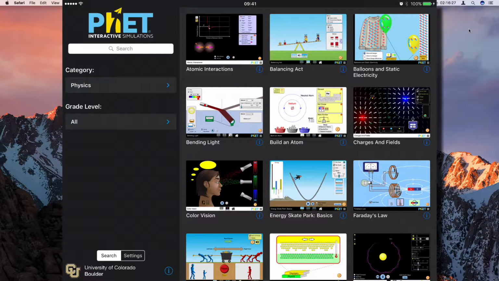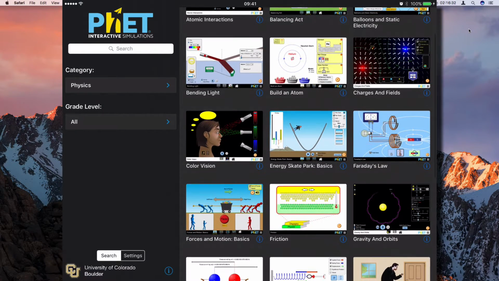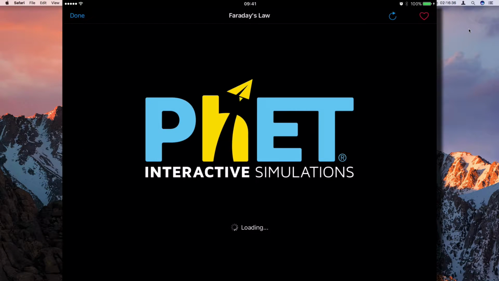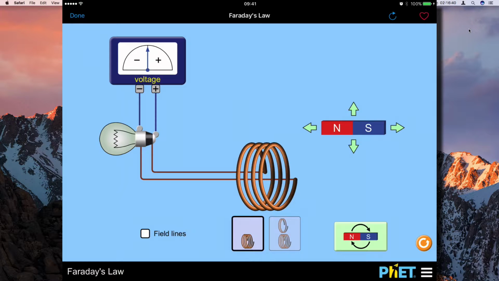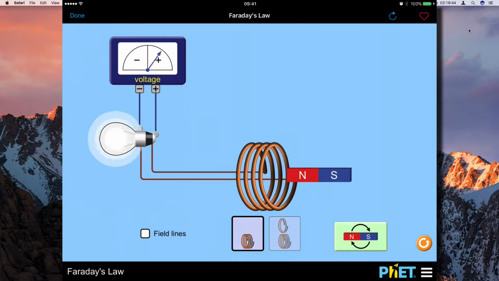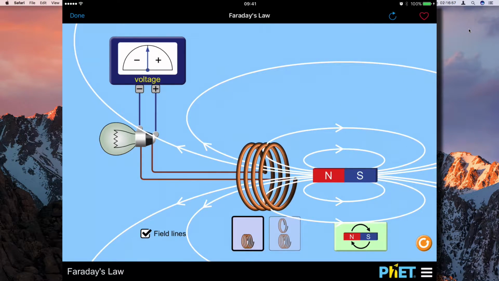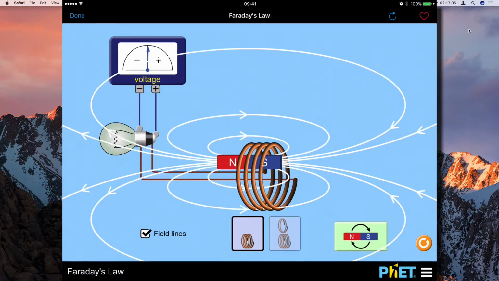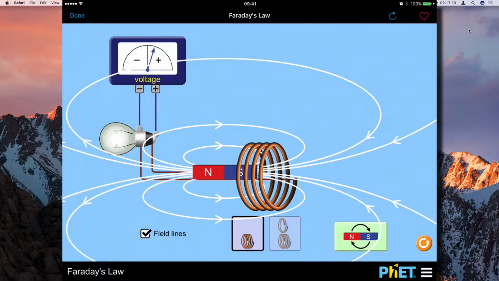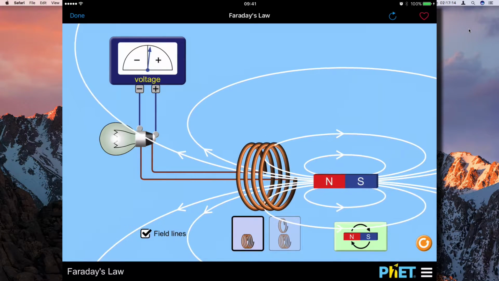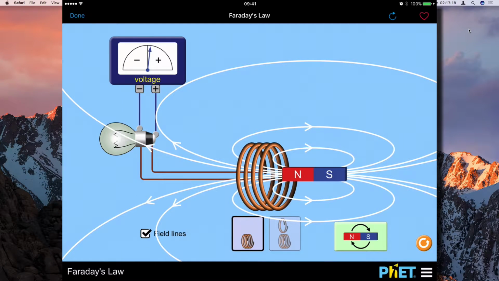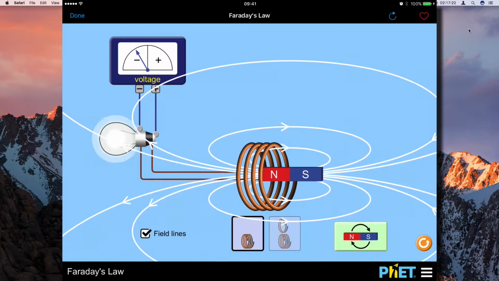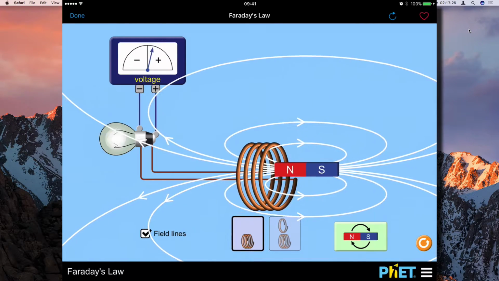Let me show you another. Quite like this one, Faraday's law. Faraday's law will show you what happens when you take a magnet, and the magnet has a north and a south pole, and let's show the field lines. If you move the magnet and it cuts the lines, it cuts the coil, and that's the coil. If it cuts the coil, then it is inducing a current in the coil. That will create enough current to light the bulb. This is called electromagnetic induction.